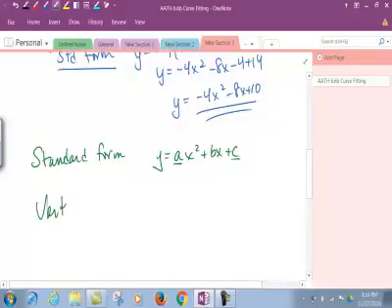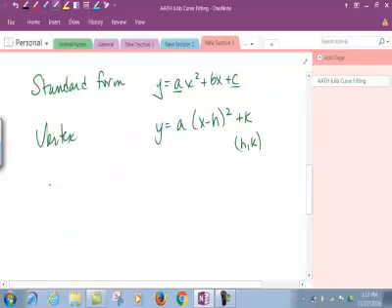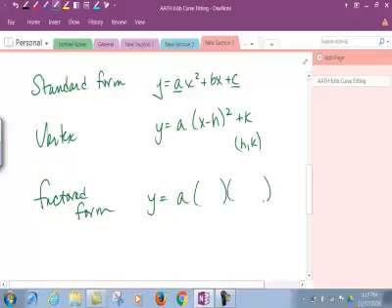The vertex form is y equals a(x minus h) squared plus k, where the vertex is (h, k). That's what that's good for. And then there's a third form, called the factored form. It looks like this: y equals a again, and then we have the quadratic factored. Whatever the x-intercepts are, and we're going to call them r1 and r2, the binomial has the opposite sign, so (x minus r1)(x minus r2).